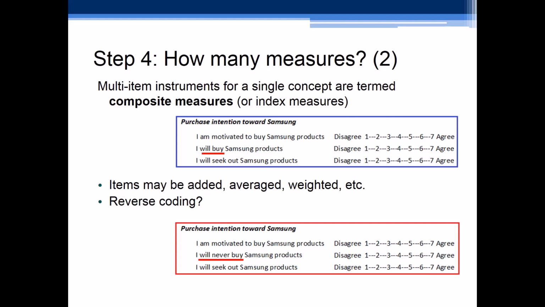Importantly, when we come back to analyze that data where we've got reverse coded items, and we have these in our survey as well, we have to flip these response items around. So if a person has responded 1, we give them a score of 7. If they've responded 2, we give them a score of 6, so that when we take an average across these, it's meaningful.